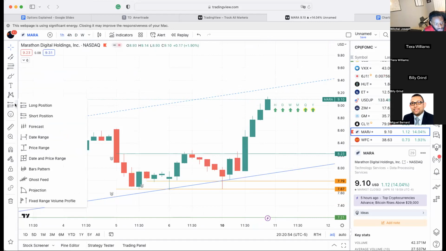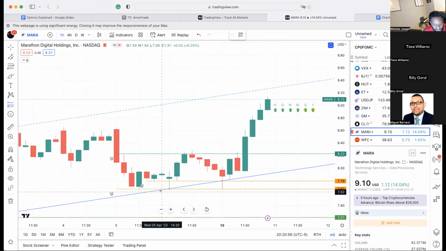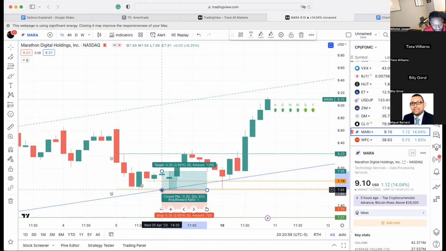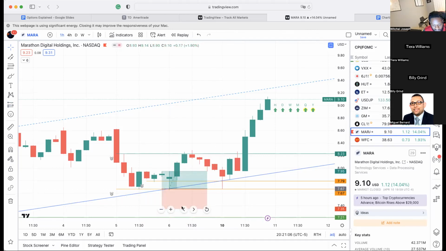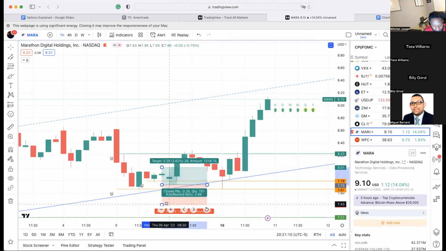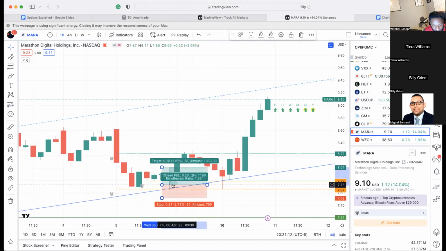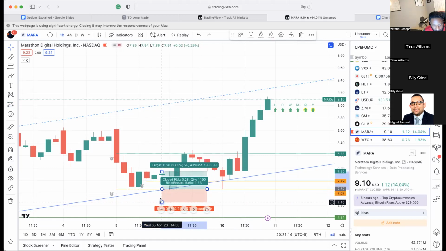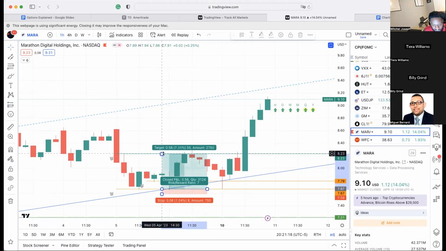A long position. You'd use this line and you would enter probably on this line. And if it comes to this line, if it bounces on this line, you could enter, and then you can put your stop loss a little bit underneath, something like this, right? And then you could target the green line right there.